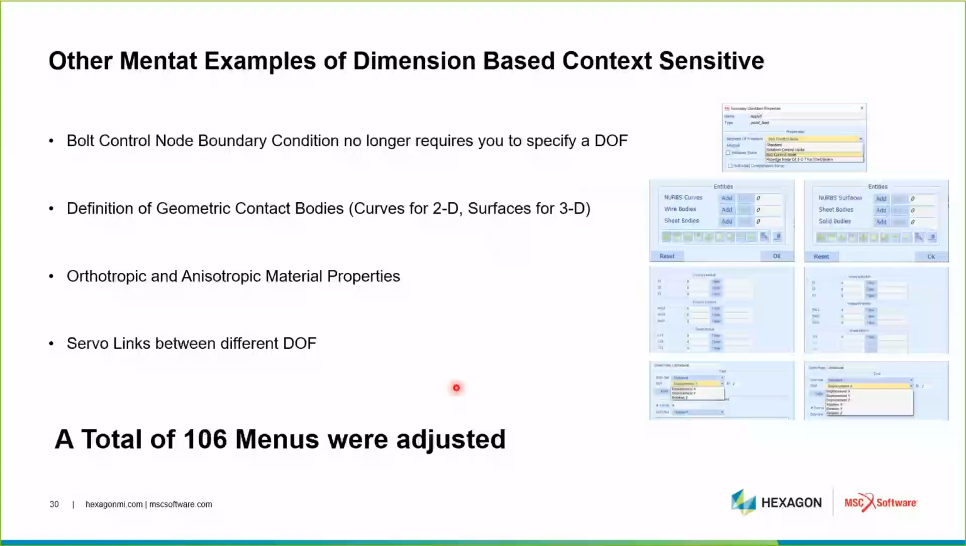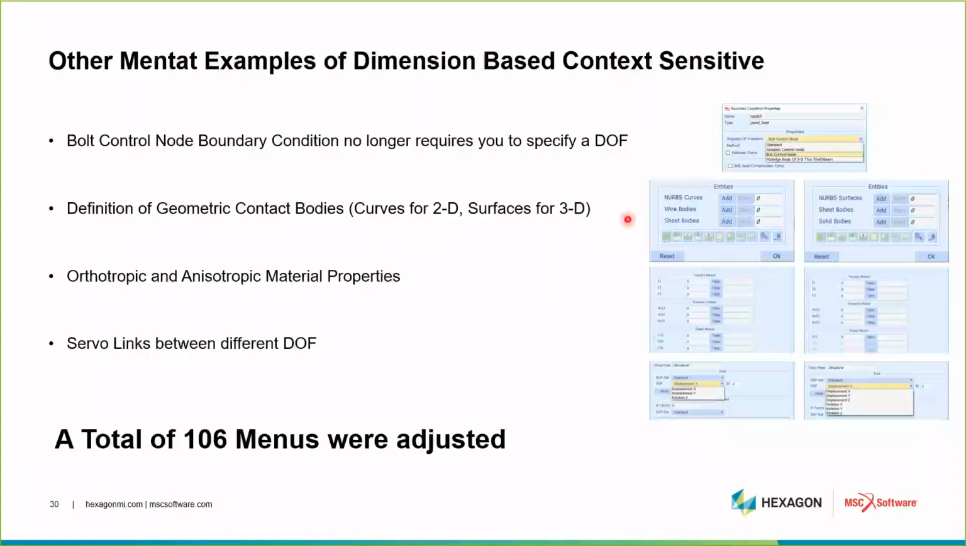Other examples we have, this is not really directly tied to the dimensionality of the model, but it has to do with dimensionality in general and degrees of freedom. And this is bolt control nodes. Many times you set them and you have to assign a boundary condition, again, using the 6 degrees of freedom menu. We've just eliminated it entirely. We know the degree of freedom that's associated with that bolt control node, and so you only have to set the magnitude. You don't have to worry about the actual degree of freedom. We take care of that internally.